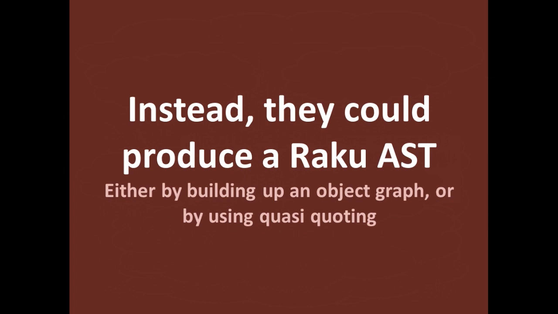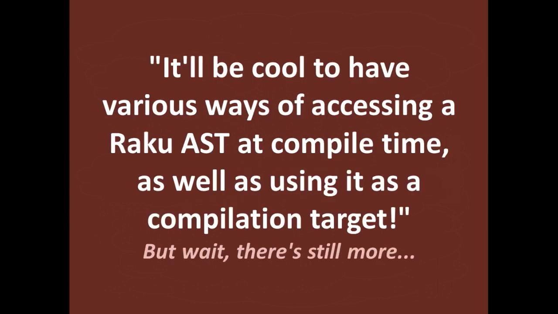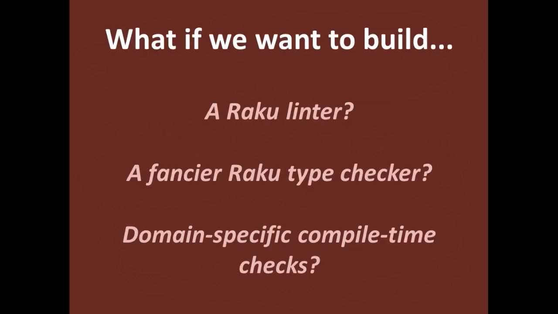So they could produce a Raku AST instead, by building up the object graph, or by using quasi-quoting if that's more convenient, and so forth. So what we're really saying is, not only macros, but it'd be cool to have various ways of accessing a Raku AST at compile time, even using it as a compilation target for modules that generate code. But there's even more that we could do.